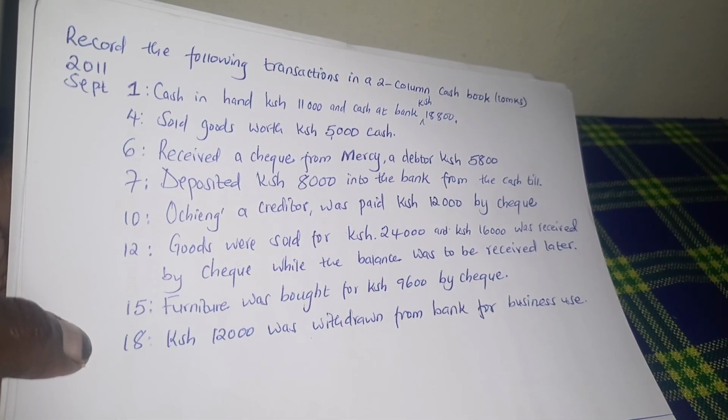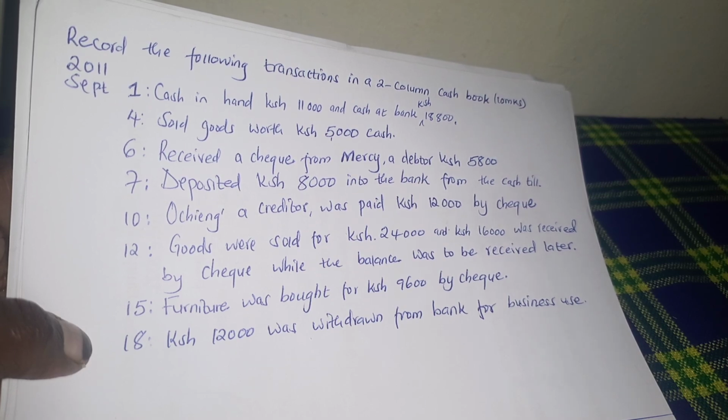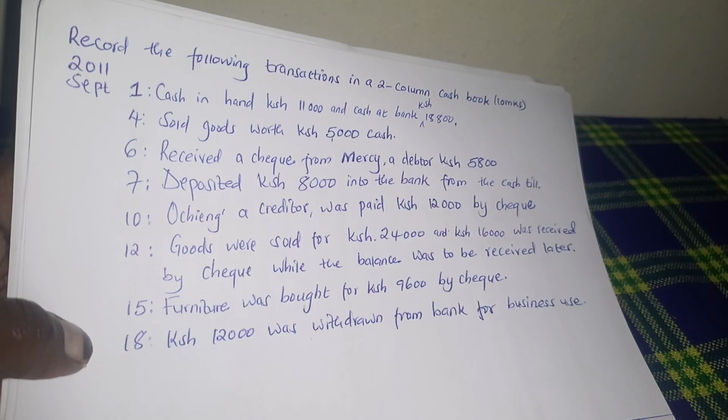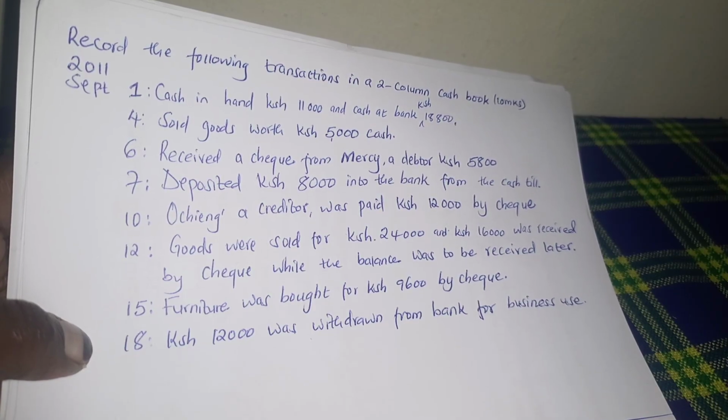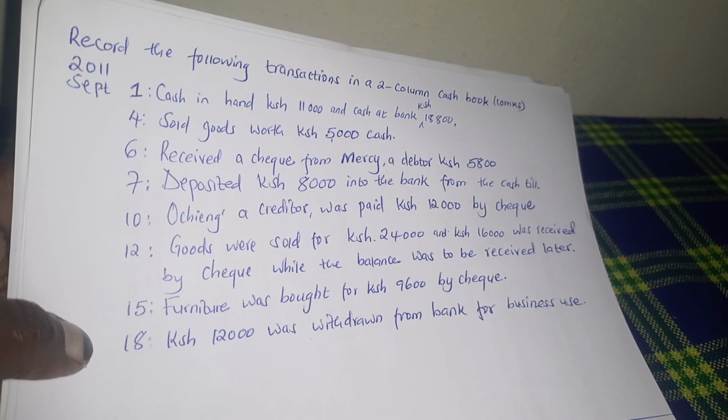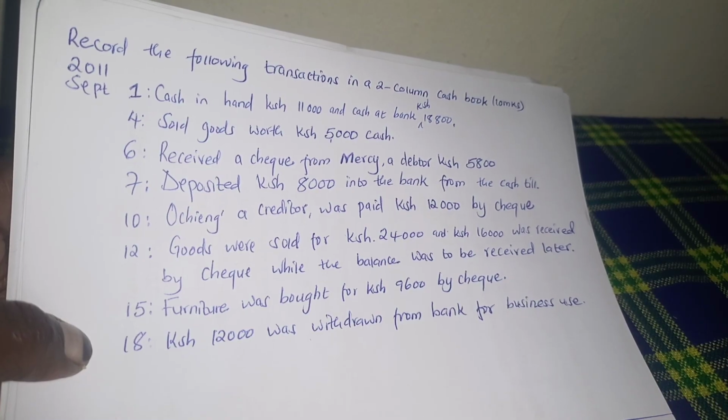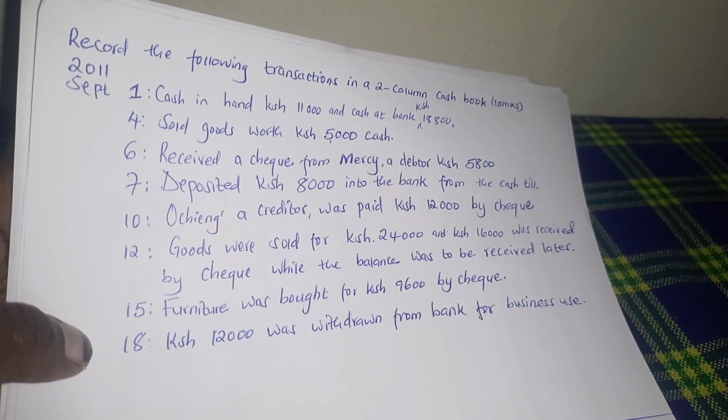On 1st of September, cash in hand was 11,000, cash at bank was 18,800. Then on 4th, sold goods worth 5,000 in cash. 6th, received a check from Marcia Data, Kenya shillings 5,800. On September 7, deposited Kenya shillings 8,000 into the bank from the cash till. 10th, Ocheng, a creditor, was paid Kenya shillings 12,000 by check.